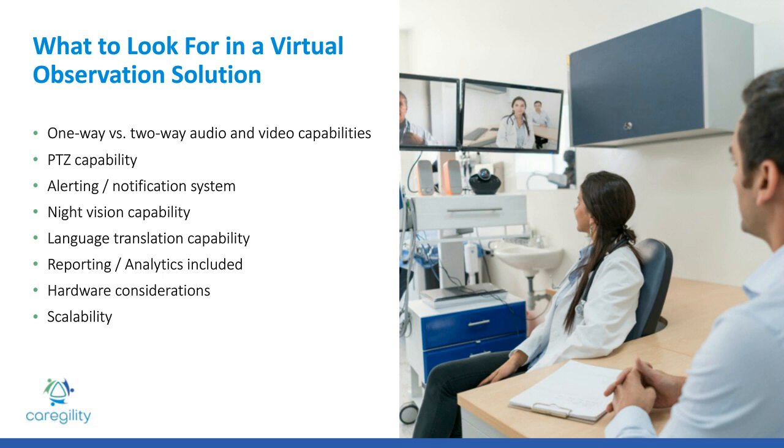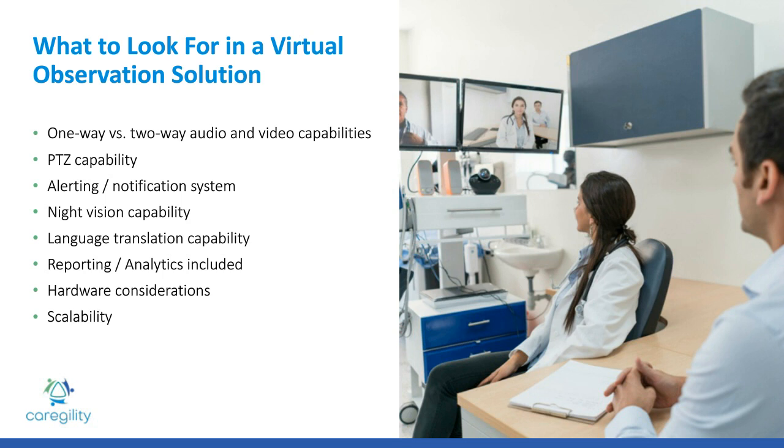And then some other things, not really about what to look for in a virtual observation solution, but some things to think about when you're setting up your hub where your observers will be sitting. Some things to think about are things like ergonomics. If your observers are going to be working 8 and 12-hour shifts sitting, you want to make sure that ergonomics are important. And for workstations, 2 screens minimum works pretty well for an observer.